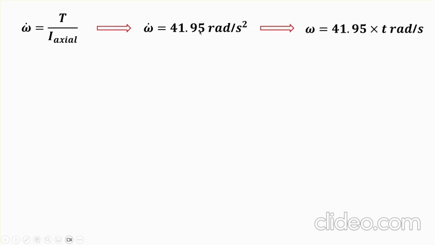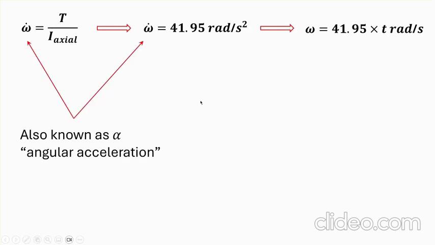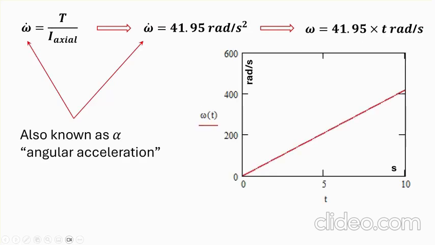Because this is constant, if you integrate it, you're going to get angular velocity changing linearly. It's going to be 41.95 times the time, and the unit of it is radians per second. If you plotted the angular velocity, it's going to be a linear variation, since it's multiplied by time. So this is going to be a linear rise in the angular velocity.